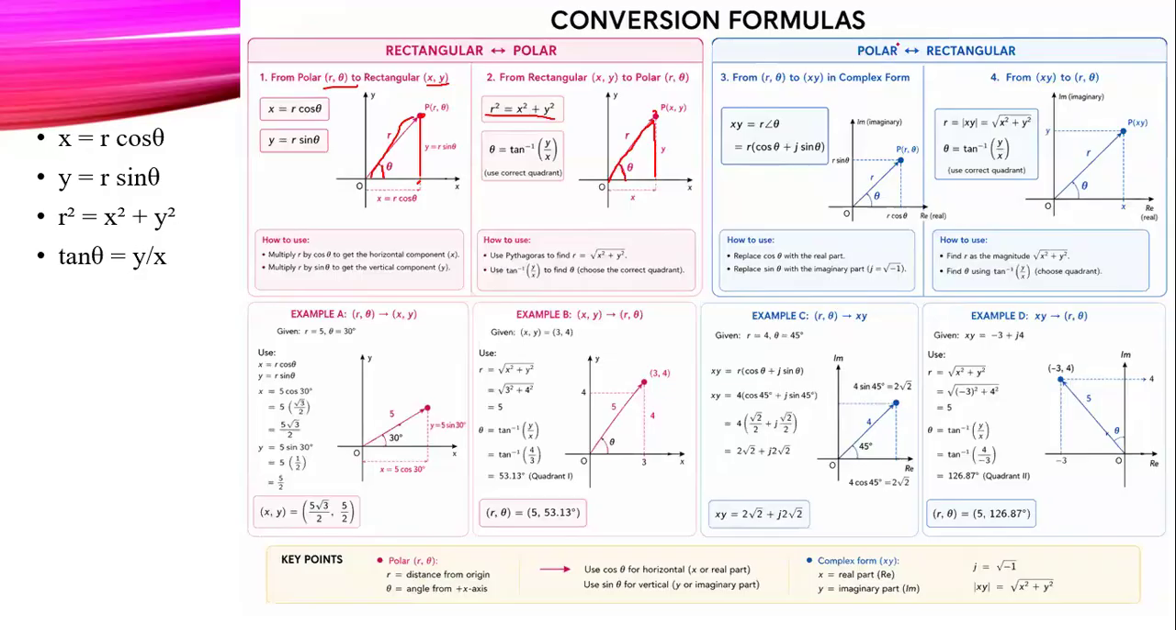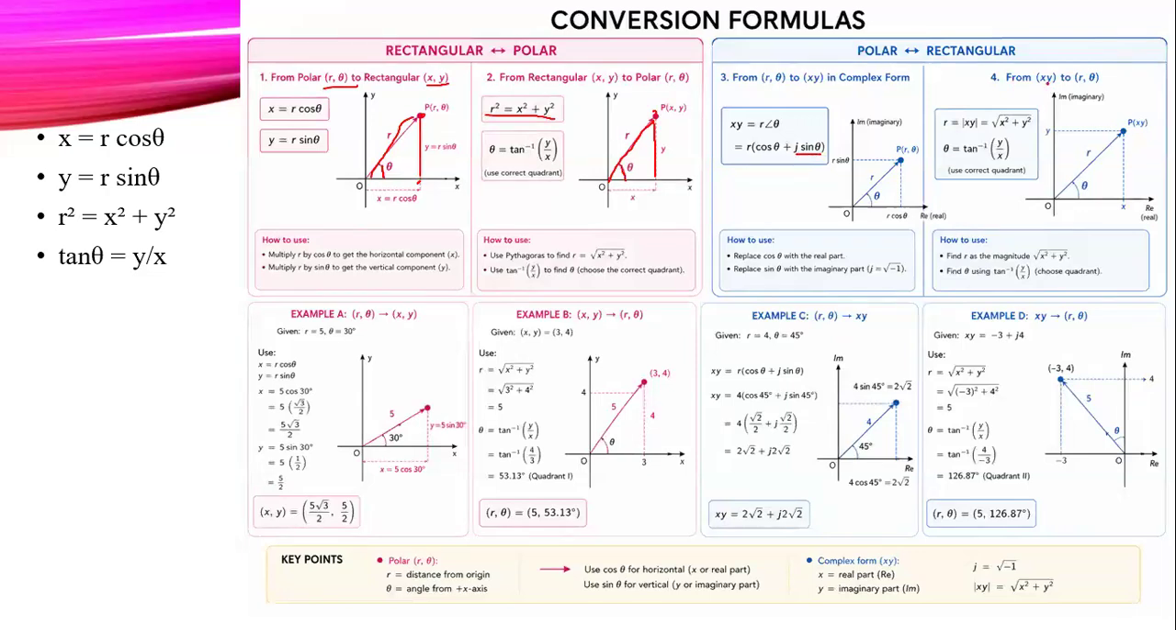The next diagram, as you can see here, is the polar to rectangular. So where we are converting from polar to rectangular, we have from r theta to xy in complex form. So xy is equal to r angle theta, and then it's basically equal to r times cos theta plus j sin theta. This j sin theta here will basically be the part that is imaginary.